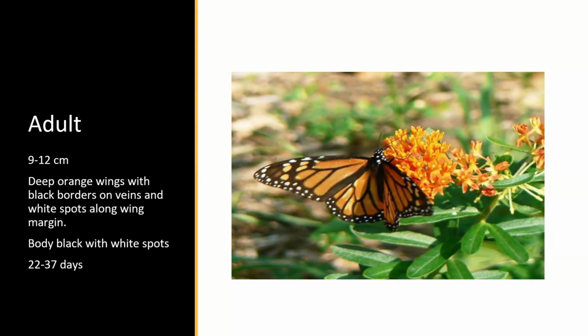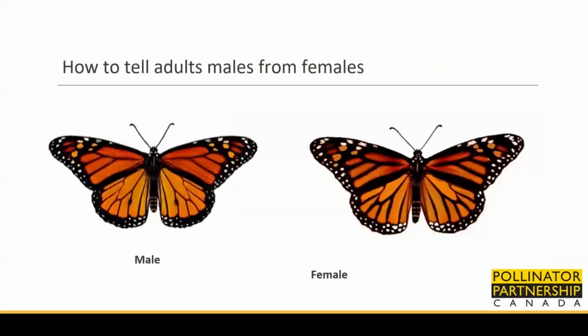The lifespan of an adult monarch butterfly generally is between 22 to 37 days. How do you tell adult males from females? There are 2 distinctive features that can be used to determine if you are looking at a male or female monarch butterfly. First, the black wing veins on females are much thicker, but this can be hard to notice if they are not side by side.